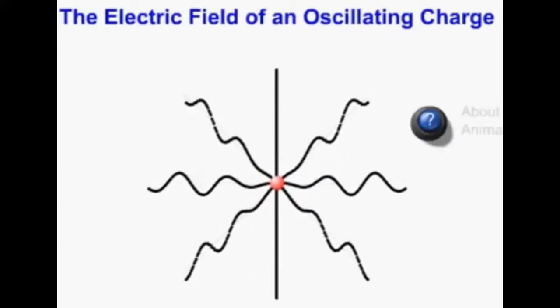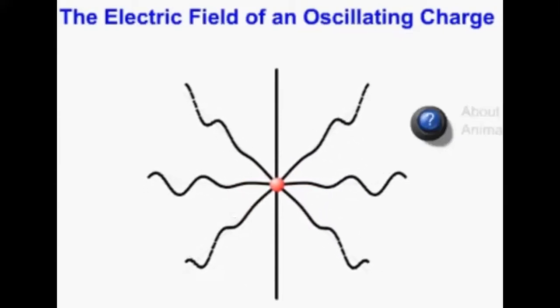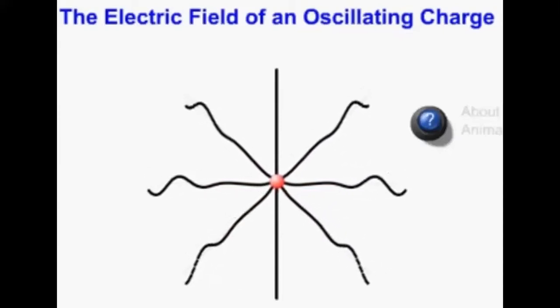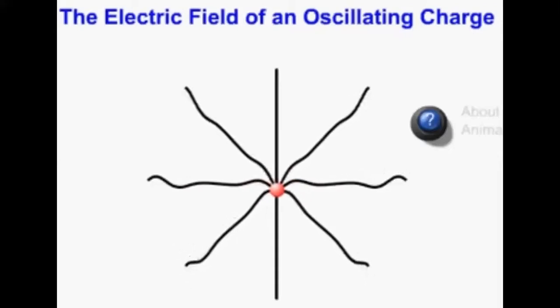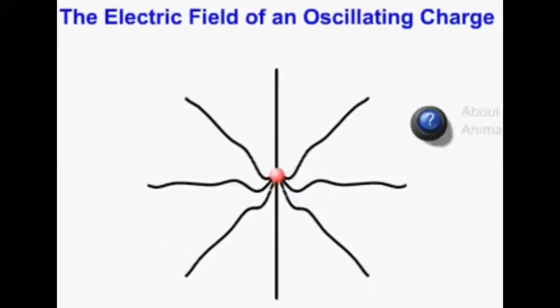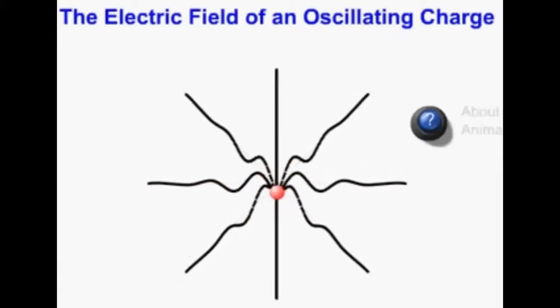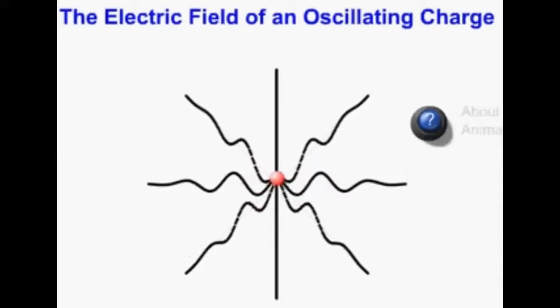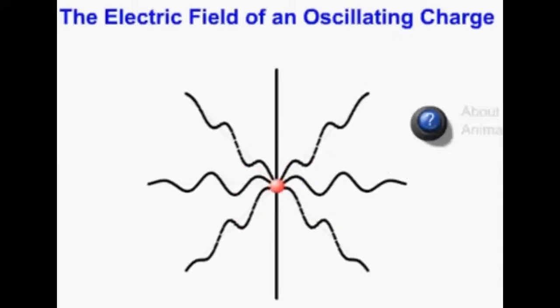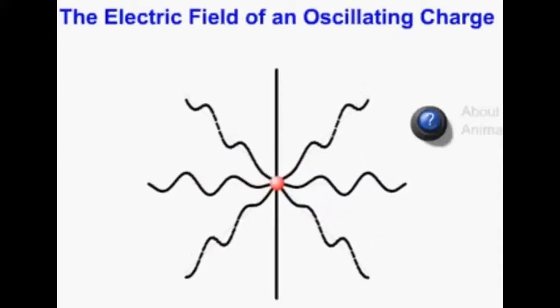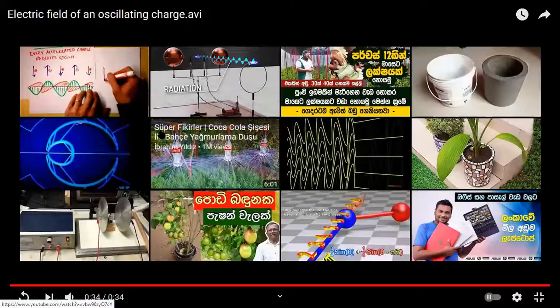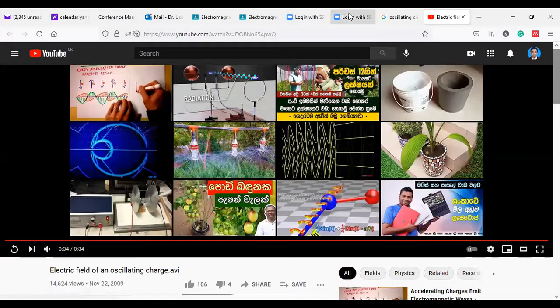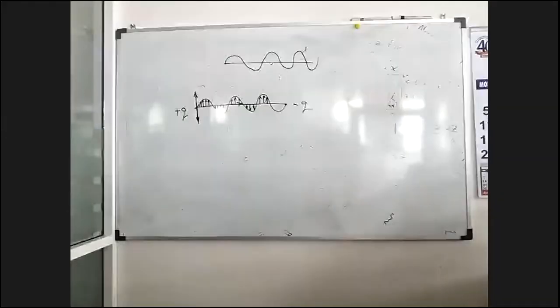Is that clear, Kasun? Yes, sir, clear. Yes. So that is the basic of generating the electromagnetic field. And can you see the board? Yes, sir. Okay. I will stop sharing this.